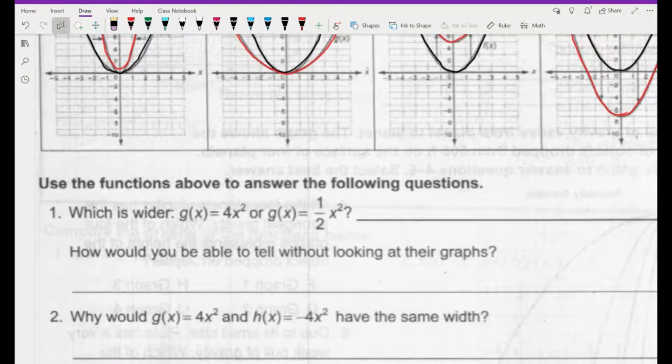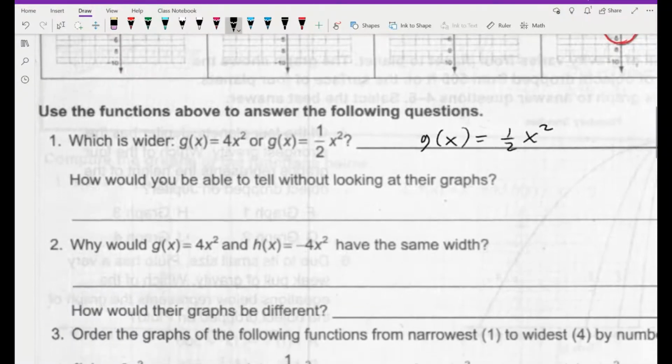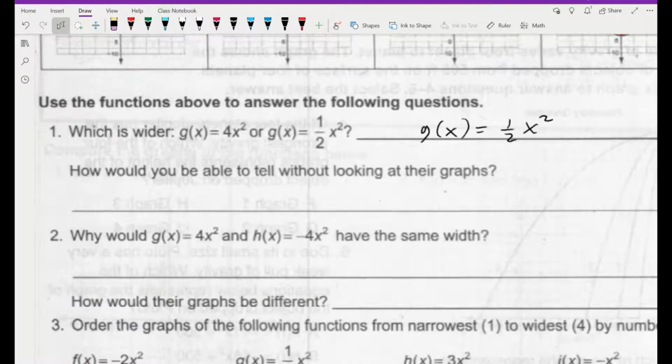But the question is which is wider? Of course, the wider one will be the g of x equation. The fraction here will get wider. How would you be able to tell without looking at it? Well, we look at the coefficients in front of the x squared. The number is smaller. 1/2 is smaller than 4. So it's going to be wider.